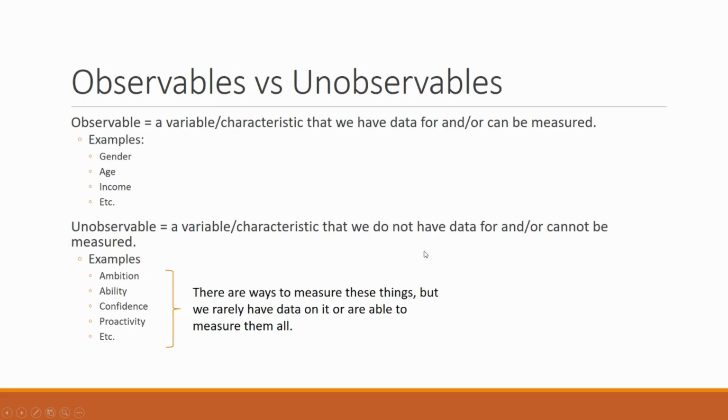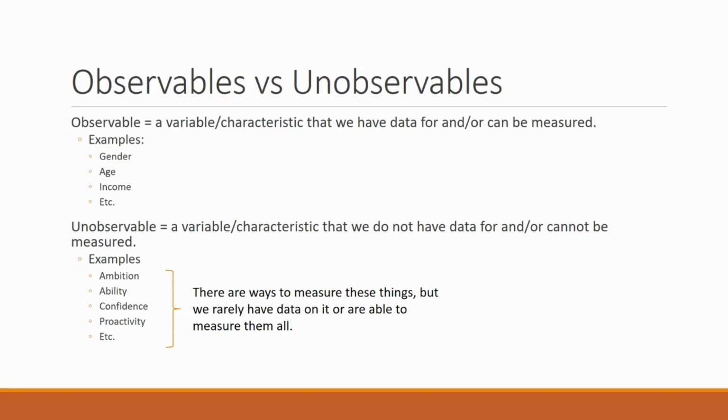The next part of the background is I just want to introduce a concept, and we'll use this later in the lecture. I want to introduce a concept of distinguishing between variables that are observable and unobservable. So I'll use the terms observables and unobservables. Observables are variables or characteristics that we can measure and that we have data on.